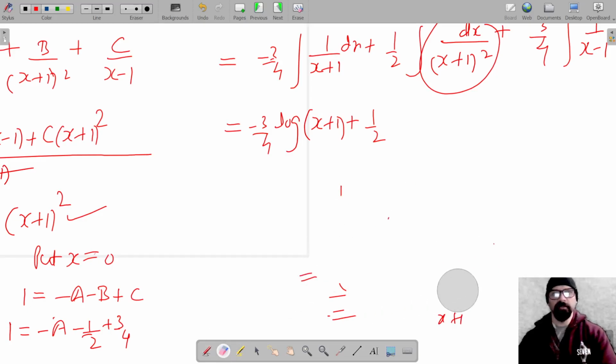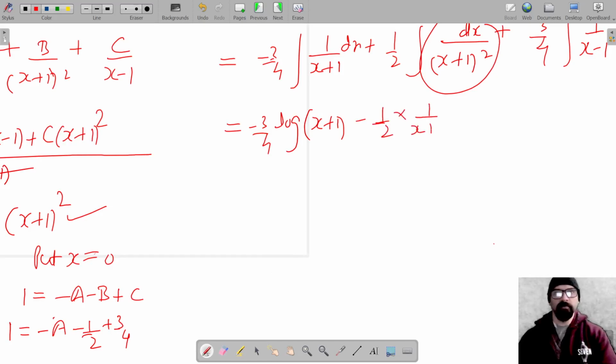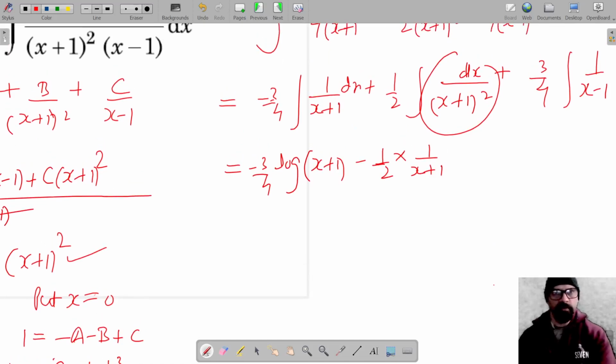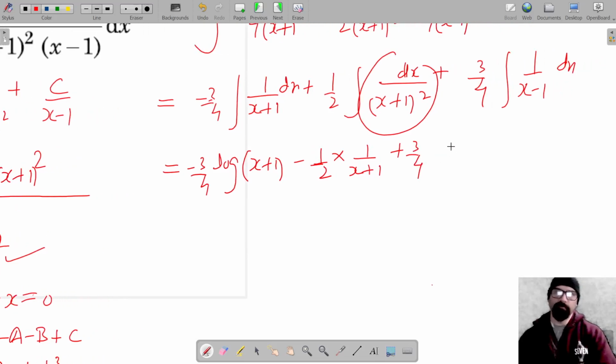So this integration is, I will have to put a negative sign here, so minus half into 1 upon x plus 1. This is the integration of x plus 1 the whole square using the formula for integration of x raised power n. So negative half into 1 upon x plus 1. And the last one is 3 by 4 into log of x minus 1. Let's try to simplify it further.